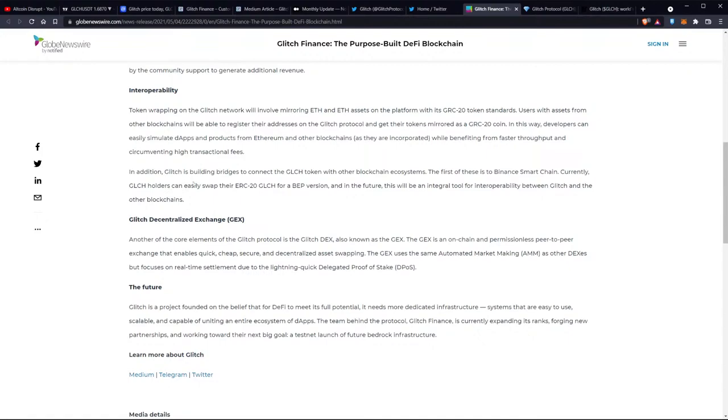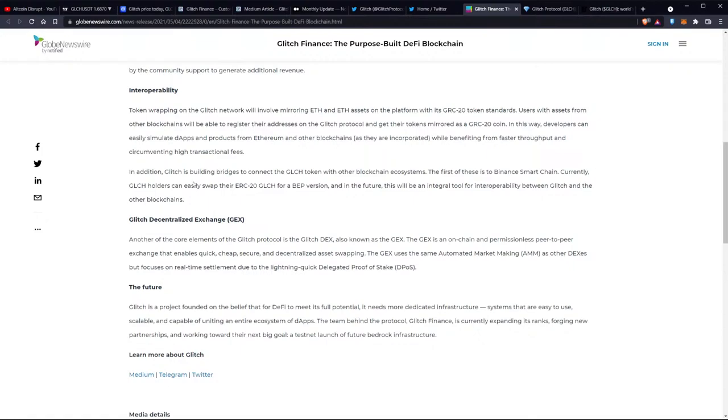So now, in addition, Glitch is building bridges to connect the Glitch token, the native token, with other blockchain ecosystems. So the first is to the Binance Smart Chain. Currently, Glitch holders can easily swap their ERC20 Glitch for a BEP version, and in the future, this will be an integral tool to interoperability between Glitch and the other blockchains.